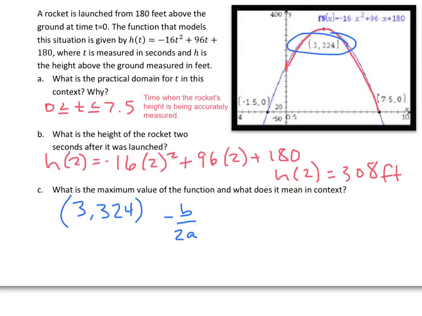And negative b over 2a gives you the axis of symmetry. And remember, axis of symmetry is this imaginary axis or line that goes right through the middle of your parabola and breaks it into two equal pieces. So negative b over 2a would give you that value. And that would, of course, equal 3 for this particular problem. And then you would just plug the 3 in for t. So we'd find that h of 3, you'd solve that, and you'd get 324. So this is the height after 3 seconds, and it's the highest height that the rocket actually arrives at.